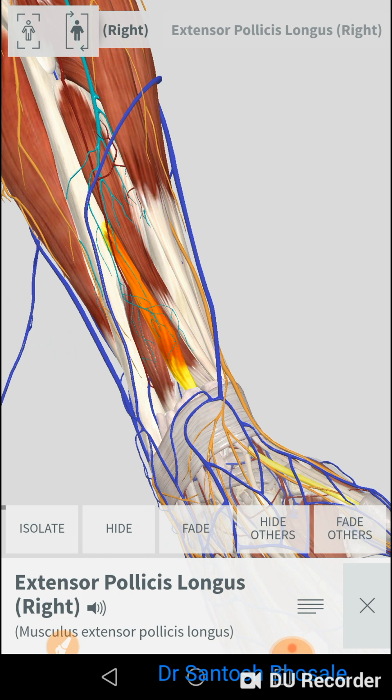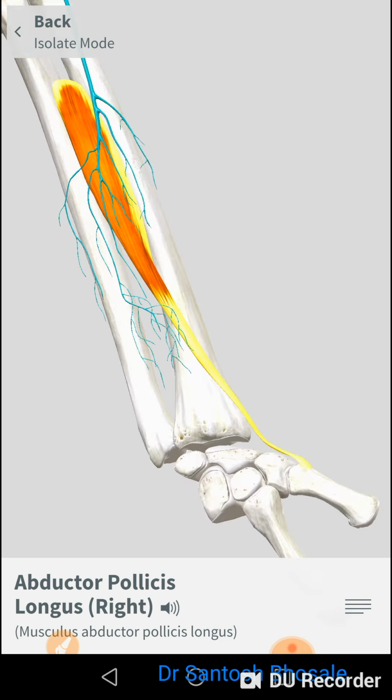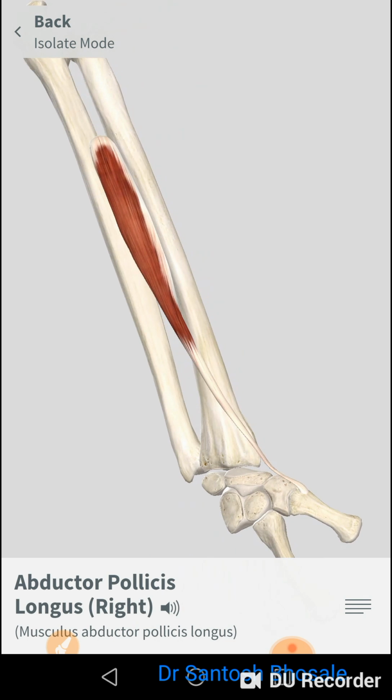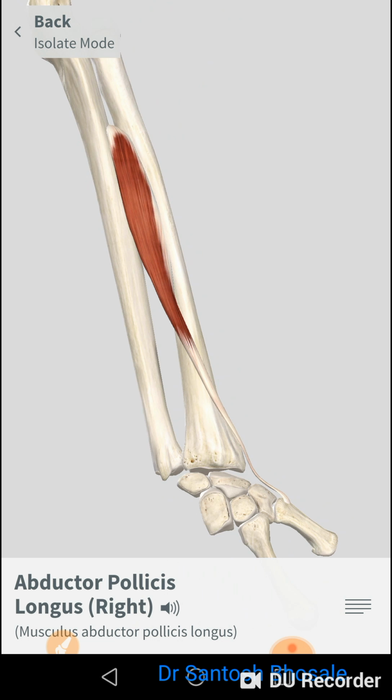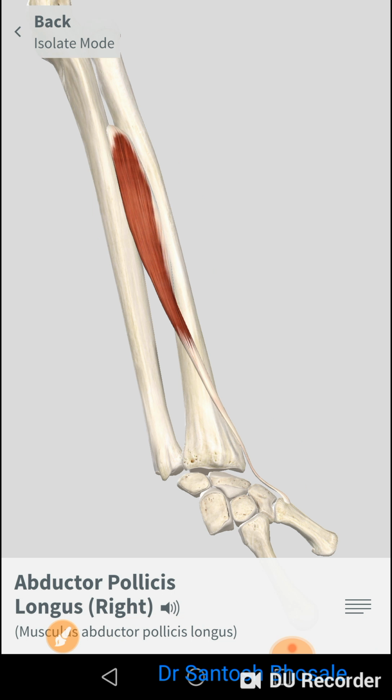These are the deep muscles of the posterior forearm. If you see the abductor pollicis longus, it takes origin from both the posterior surface of the radius and ulna and also the interosseous membrane, and it inserts into the lateral side of the base of the first metacarpal. Even though it is longus, it has a very short course, and as the name suggests, it helps in the abduction of the thumb.